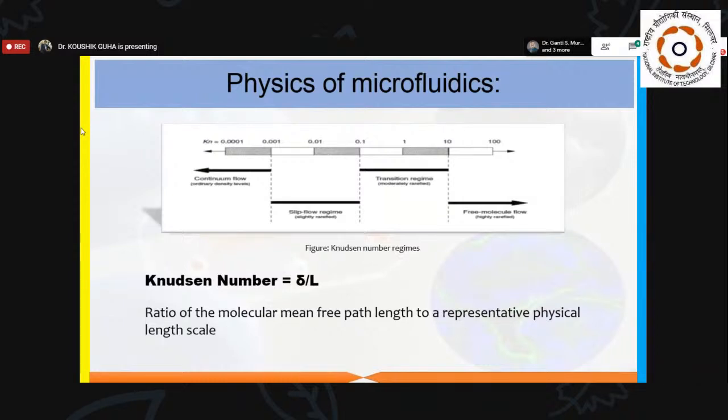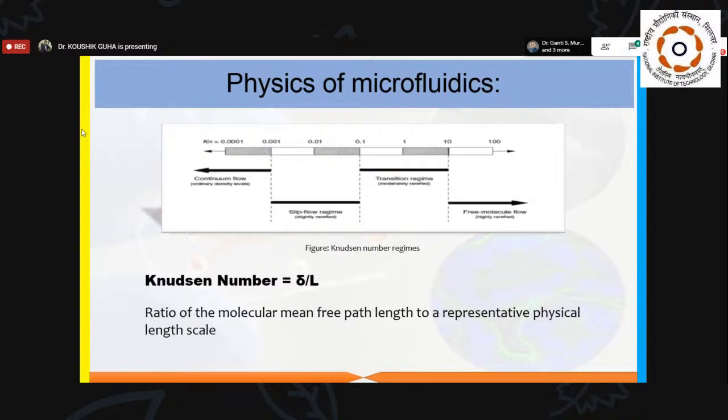In the physics of microfluidics, I think all of us have heard about the Knudsen number. It is the ratio of the molecular mean free path length to the physical length of a cell. Suppose the molecular mean free path of a particle is in the millimeter or micrometer range, and the dimension of the chamber is a millimeter. Then it is no problem, because there is enough mean free path for the particles to collide with each other, and the particle dynamics will be governed by our well-established fluid flow equations, like the Navier-Stokes equations.